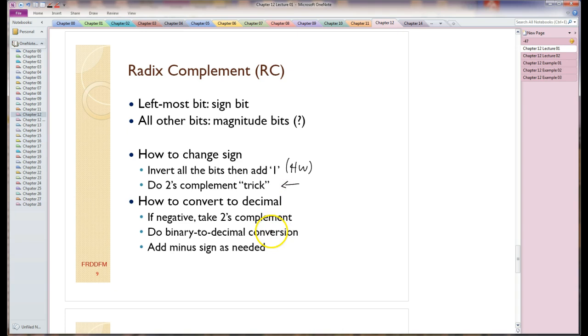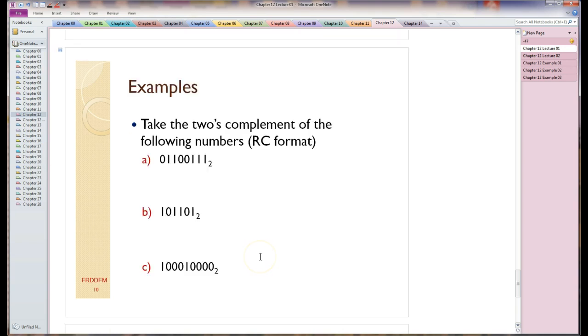To convert these numbers to decimal, if it's a positive number, I just do a normal binary to decimal conversion. If it's a negative number, I need to take a 2's complement, and then I do a normal binary to decimal conversion. I remember the fact that it's negative, and I toss in the negative sign. The example says take the 2's complement of these numbers. That's the same thing as changing the sign of the numbers, the same thing as multiplying the number by -1. So for RC format numbers, changing the sign means taking a 2's complement.